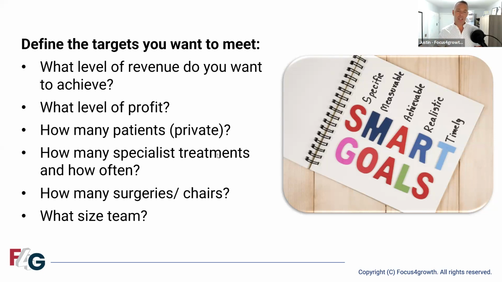And then we can start to think about, okay, well, what makes up that level of revenue and that profit? How many patients do we need to service? So, obviously thinking private patients predominantly. You might have a small NHS contract, but predominantly you really want to think about private patients. And then you might want to think, okay, alongside that private patient base, what about specialist treatments? What sort of specialist treatments do you want and how often? So how many per month or how many per week, depending on how close you want to get to your figures and numbers.